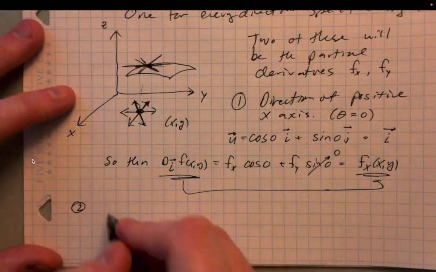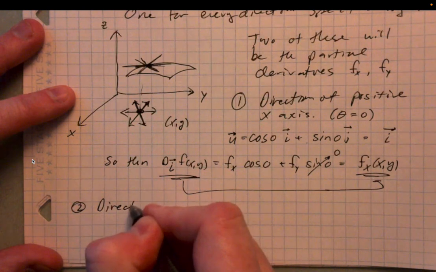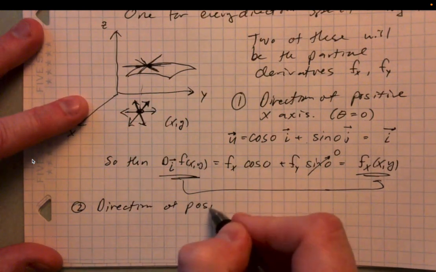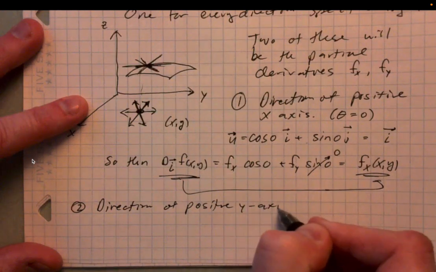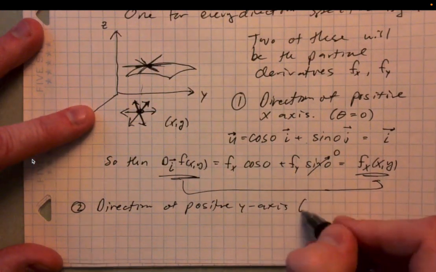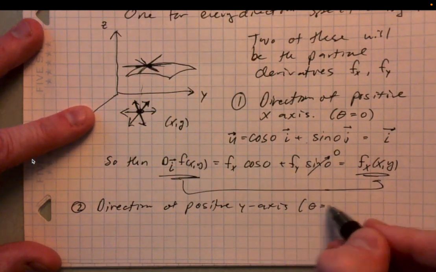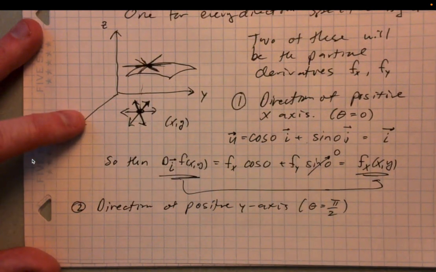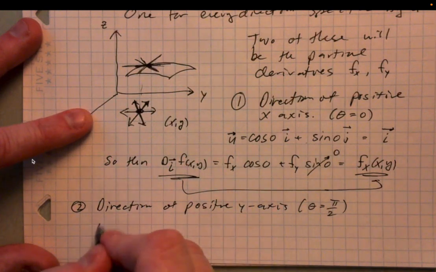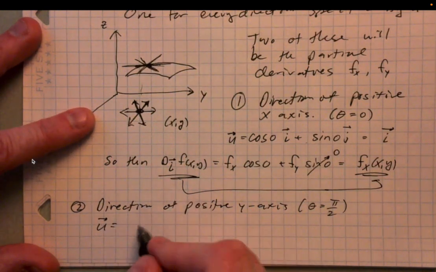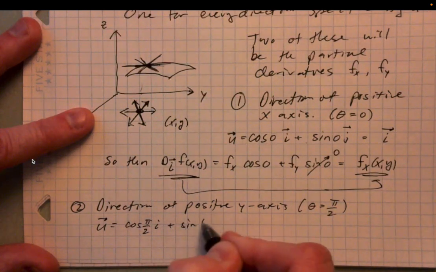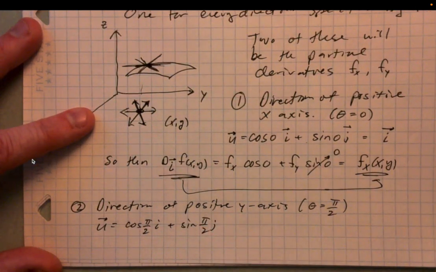So this would be in the direction of the positive y-axis. Right, and so in that case, theta would be like a 90-degree angle, or better said, pi over 2. Okay, pi over 2 radians. And so u, again, would be cos pi over 2 i plus sine of pi over 2 j.